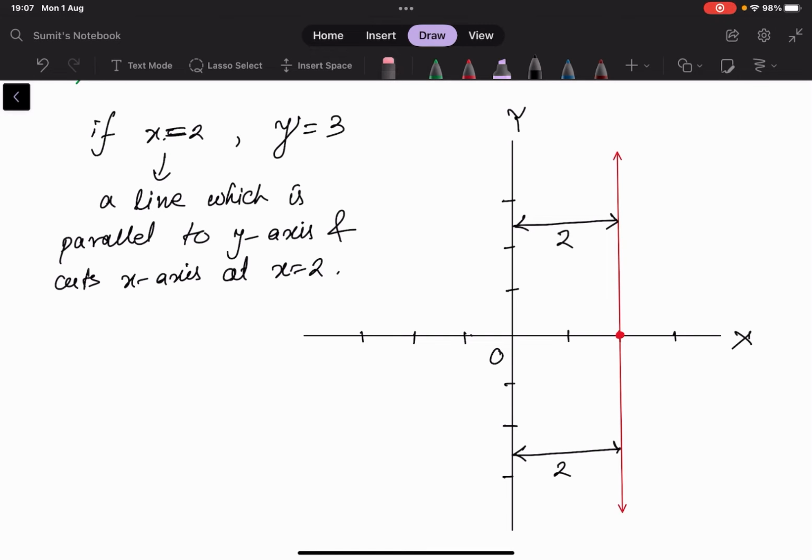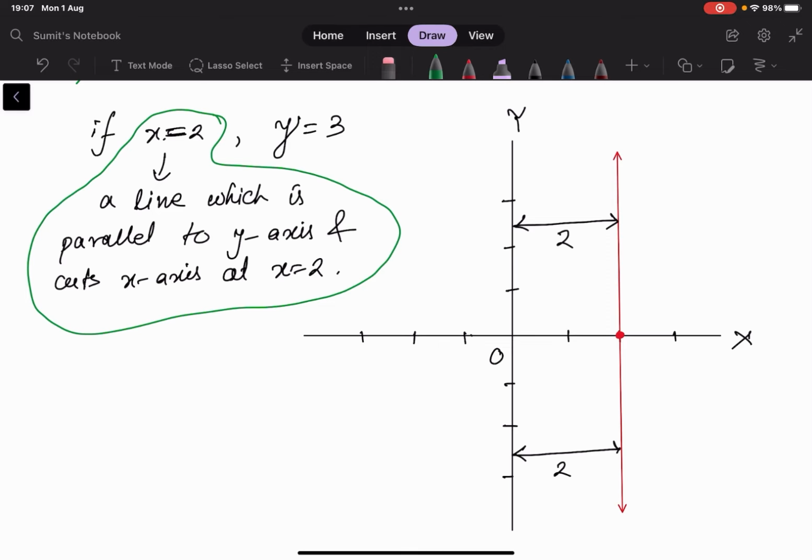That is the concept of x equal to 2, right? See that. That is the concept of x equal to 2. Similarly, if we write x equal to 5, then what will be the concept of x equal to 5? X equal to 5 is a line which is parallel to the y-axis and cuts the x-axis at x equal to 5.